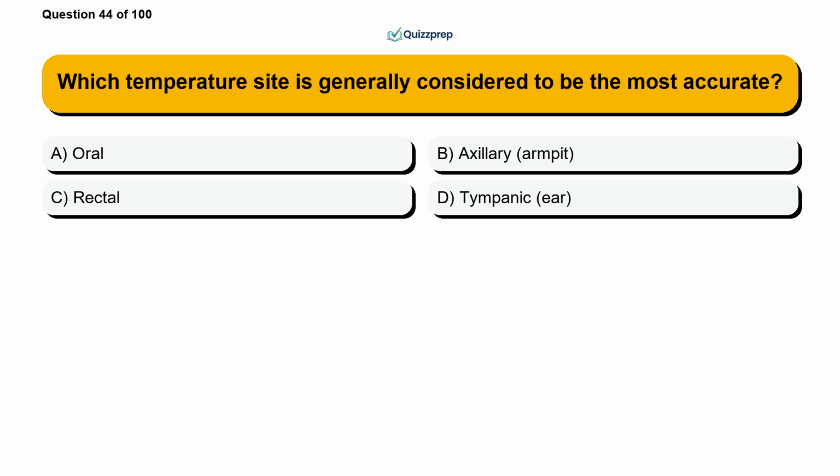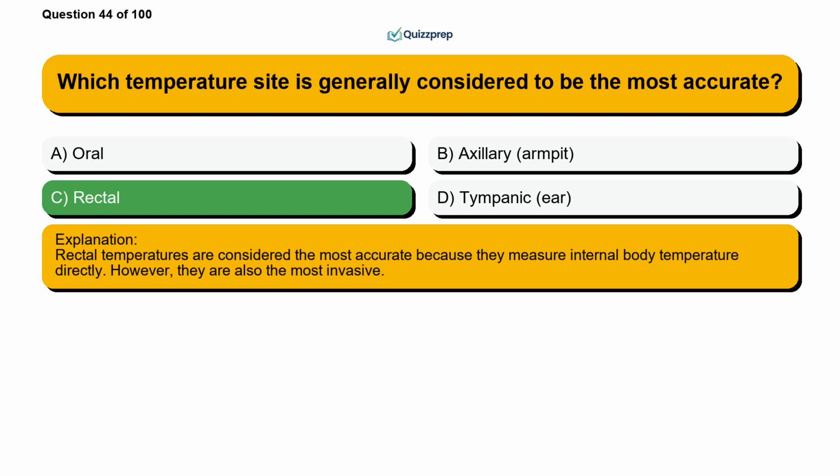Question 44. Which temperature site is generally considered to be the most accurate? Option A, oral. Option B, axillary, armpit. Option C, rectal. Option D, tympanic, ear. The correct answer is option C, rectal. Rectal temperatures are considered the most accurate because they measure internal body temperature directly. However, they are also the most invasive.